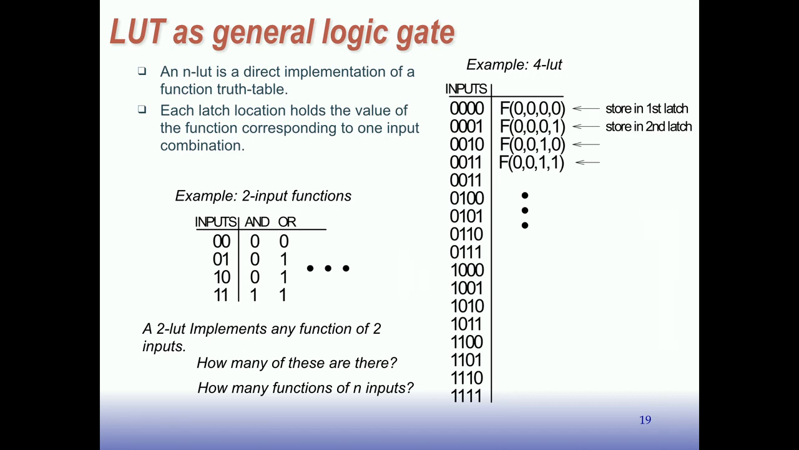So this n-LUT is a direct implementation of a function truth table. We've talked about truth tables before, where we define a function by listing all the possible input combinations and what the value for the function should be for each input combination. Well, this is exactly the way the LUT works, because we store in those latches the value of the function for each input combination, and the multiplexer then chooses which latch to send to the output based on the input combination, right?